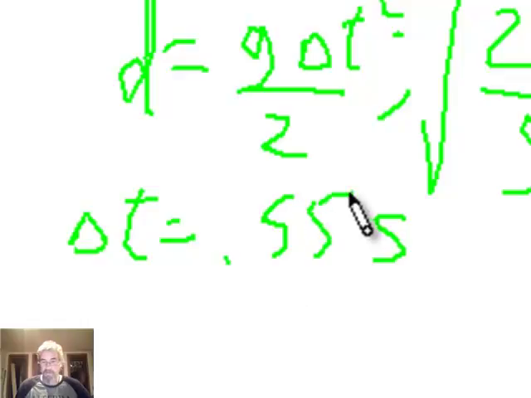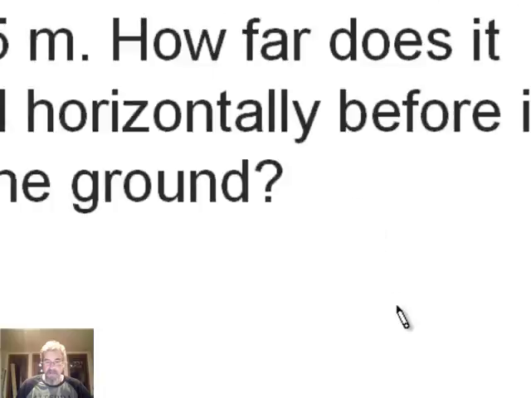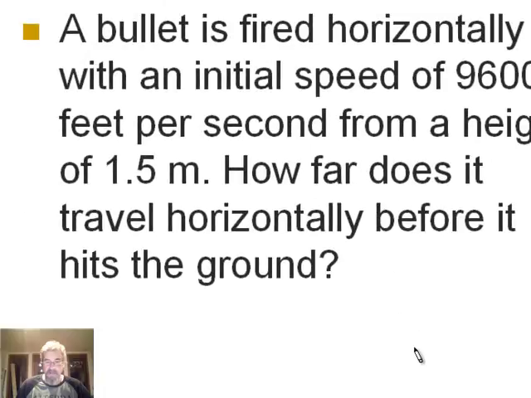This is an expansion on the same problem. The bullet is fired horizontally. It has an initial speed of 9,600 feet per second. It's fired from a height of 1.5 meters. The question now is, how far does it travel horizontally before it hits the ground? Well, remember, horizontally, we only have constant velocity. And so we have the very simple equation that says the distance traveled is equal to the speed in the horizontal times the time covered.